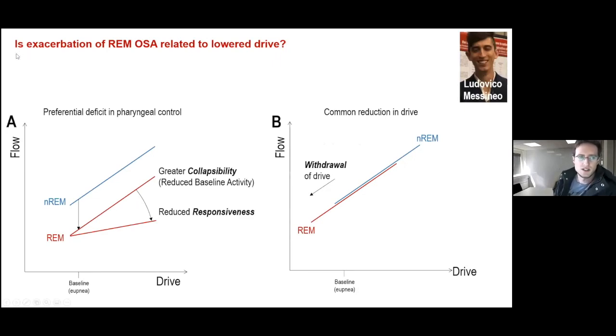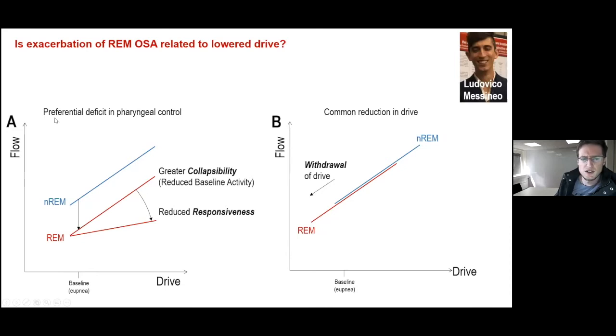So the next question: if we really thought that falling drive was leading to upper airway compromise by lowering dilator muscle activity on average, we also thought that maybe this is responsible for why OSA is so much worse in REM than non-REM sleep in a lot of individuals. But existing data suggested, mostly animal studies, but a little bit of human data in experimental studies.